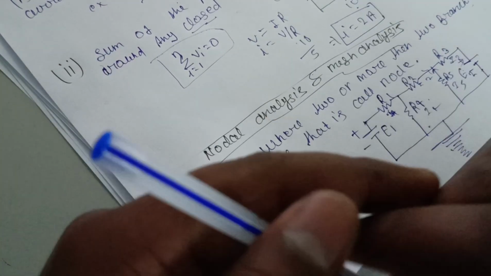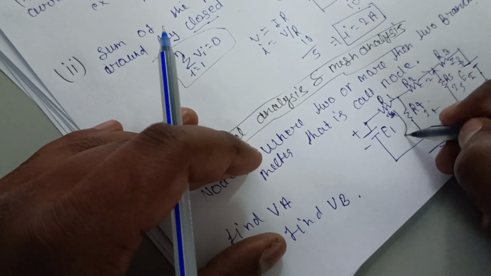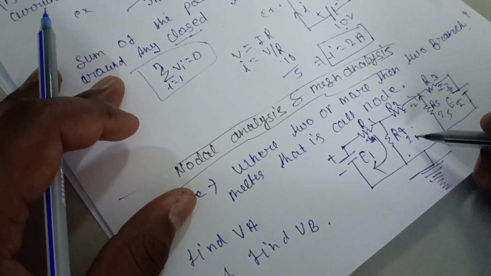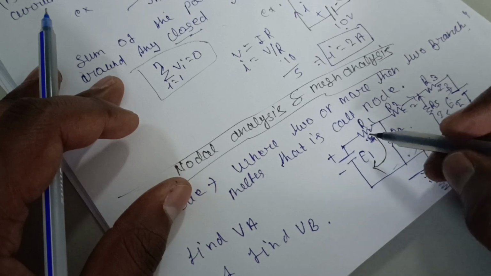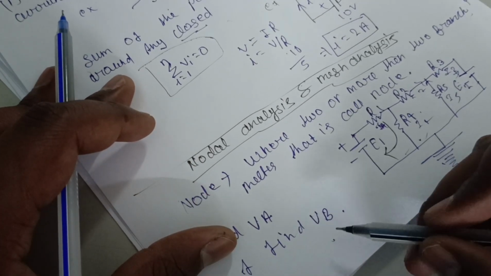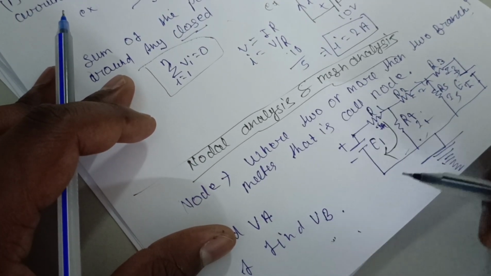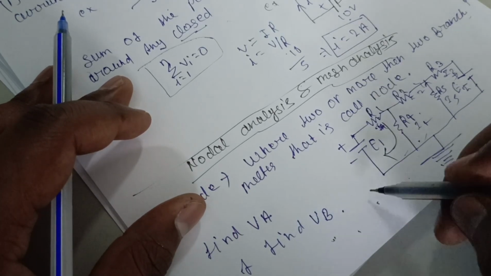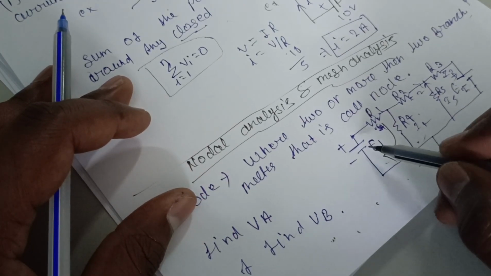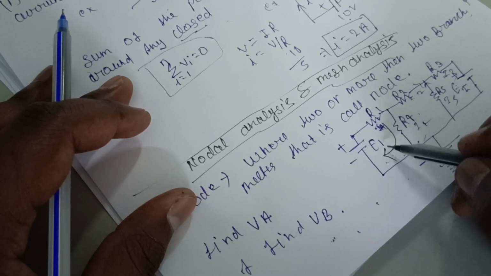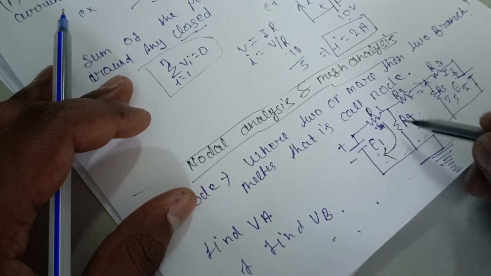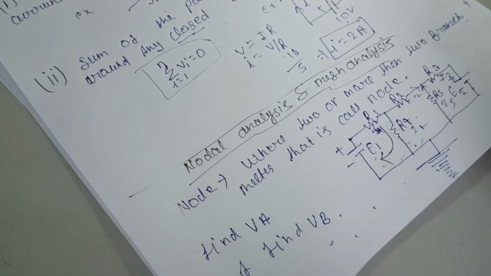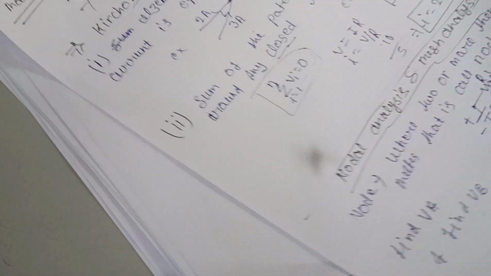What we do basically is apply KCL, Kirchhoff's current law. We simply write equations. There will be two equations with two unknowns, or three equations with three unknowns, so we can easily find the answer by solving the equations. That is how we solve nodal analysis.